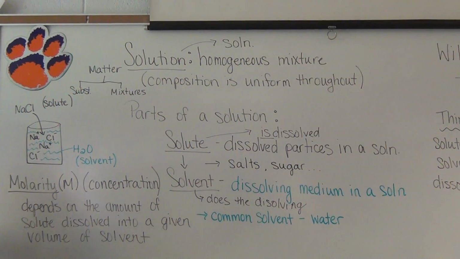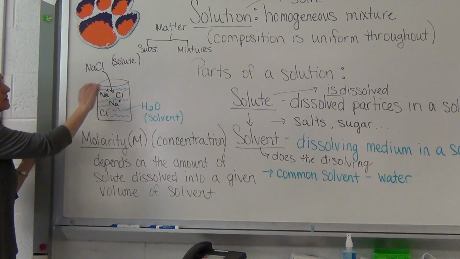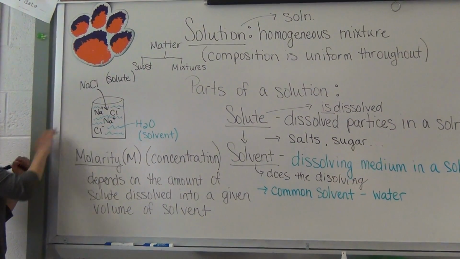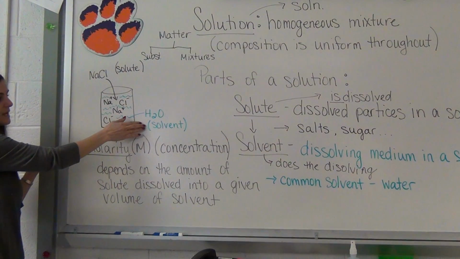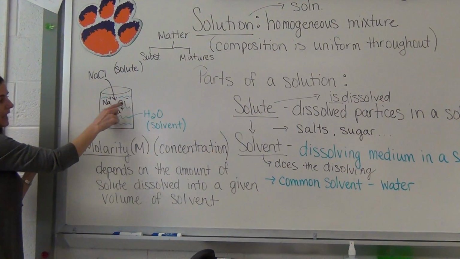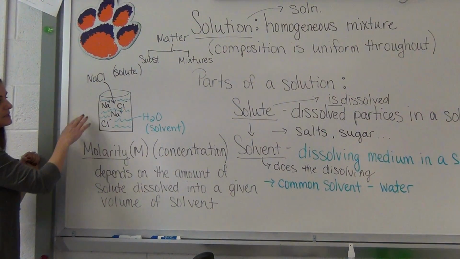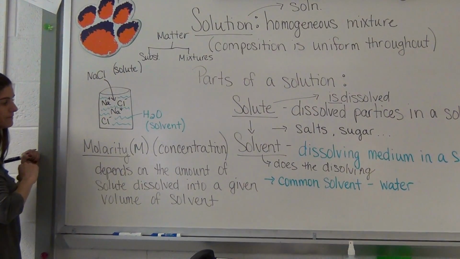So let's look at a common one. Salt water. We have NaCl. So the solute in this case is the NaCl. It's dropped into the solvent, in this case water, and when it mixes with the water, the NaCl breaks up into individual ions. This is basically now a salt water solution.